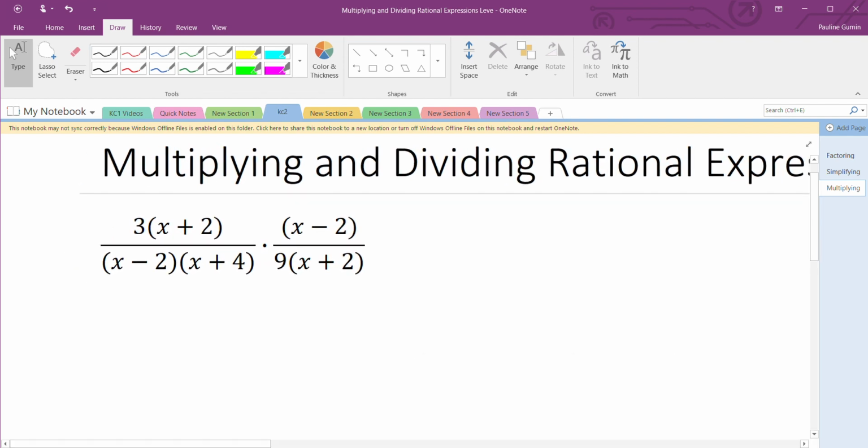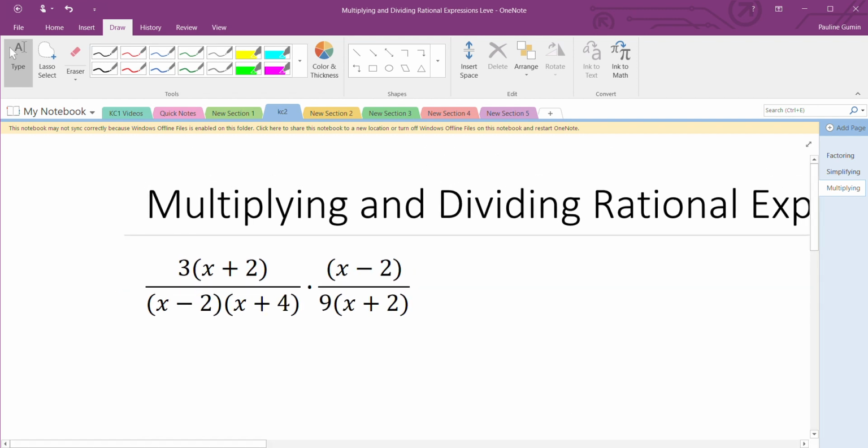Okay, so when we multiply rational expressions, what we have to do is factor the top and bottom of each fraction, if possible, of course. And then we're doing the same thing as in simplifying rational expressions. We're crossing things off from top and bottom. The awesome thing in multiplying is that they don't have to be on the same fraction. So let's take a look.